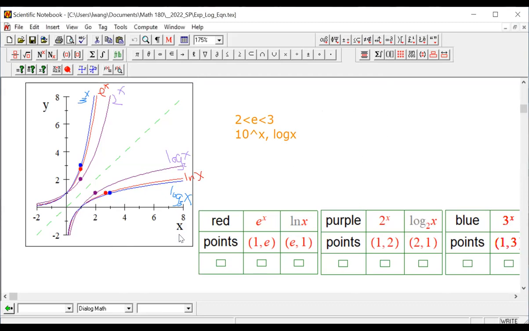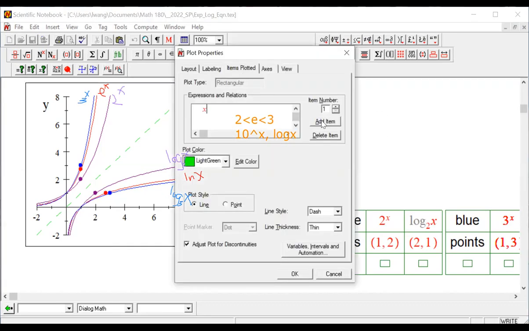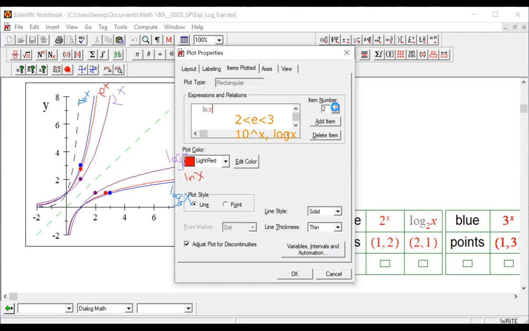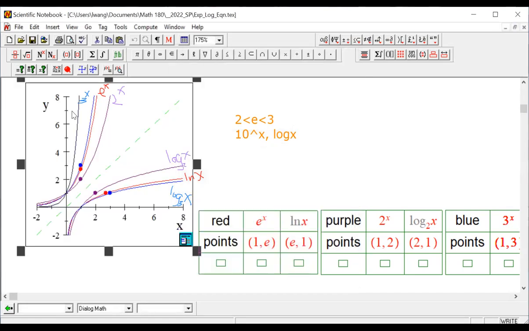Okay, so I'm going to plot 10 to the power x. We're going to see if that is in agreement with your and my educated guess. So this is 10 to the power x. For some reason, I always get a dash line. I don't want a dash line, I want a solid line. There we go. So 10 to the power x. You can see that fits the pattern.